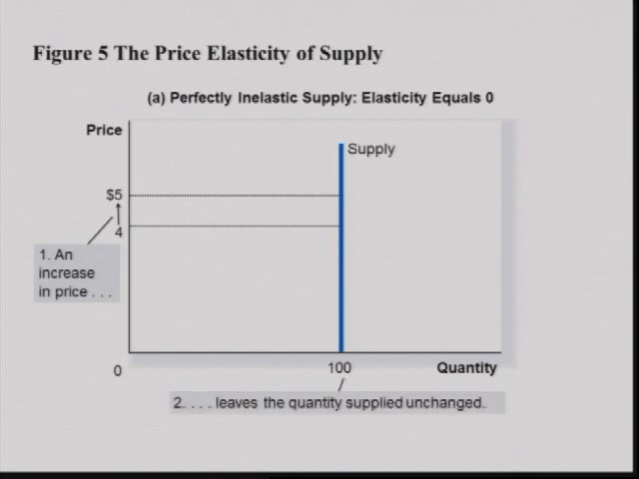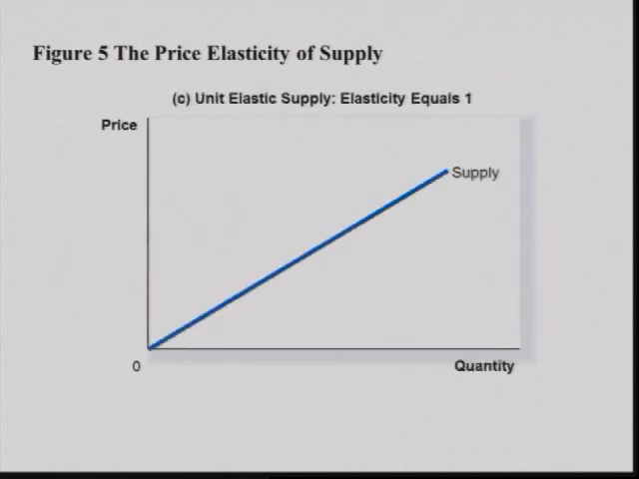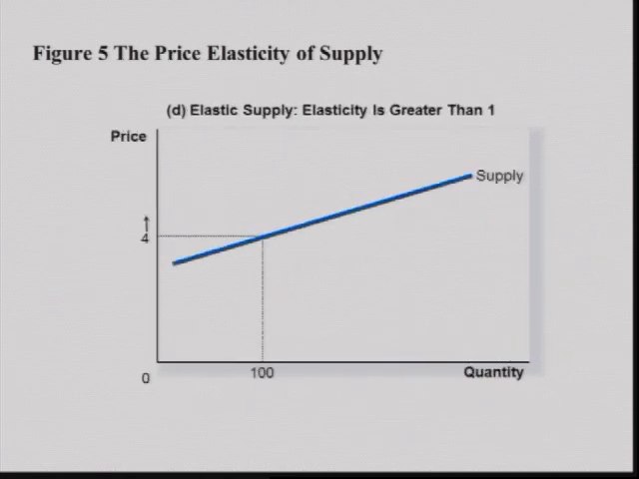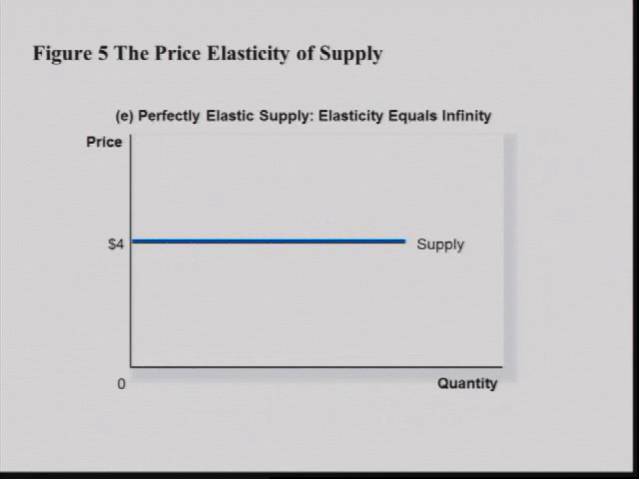Then we have, just like demand, relatively inelastic. That's pretty steep. I'm going to go pretty quickly through these next ones. On D, you can see that it's getting flatter and flatter, and perfectly elastic supply looks just like perfectly elastic demand.